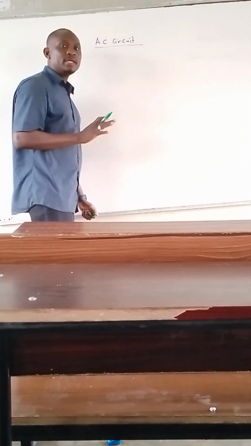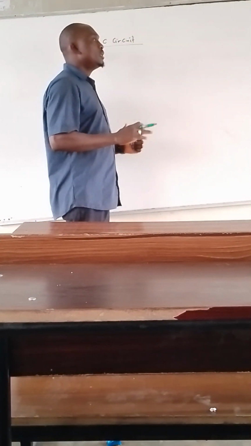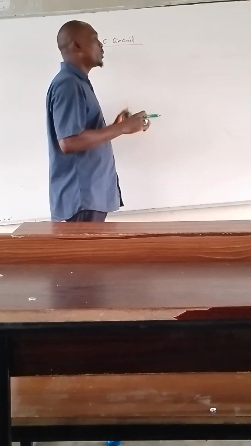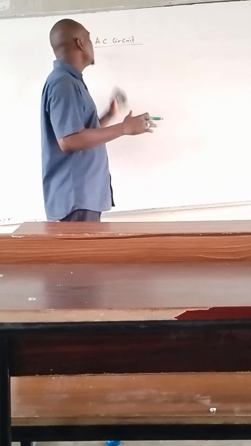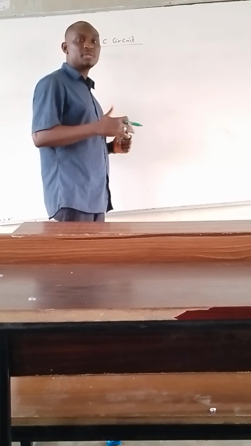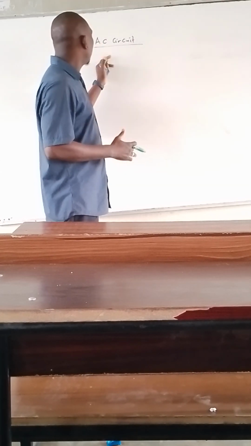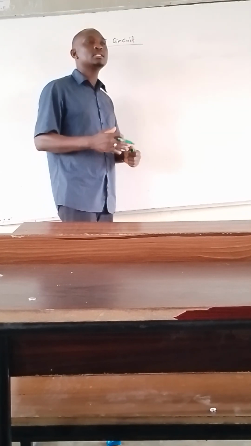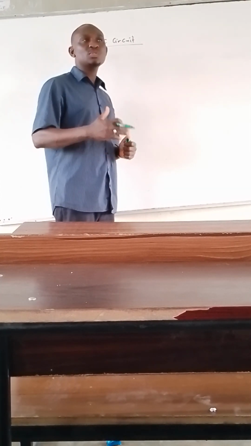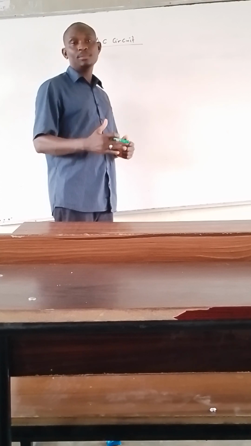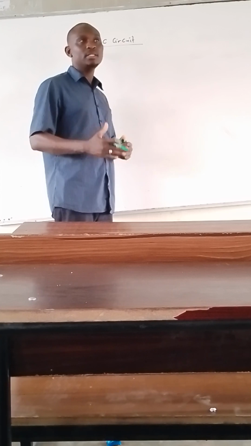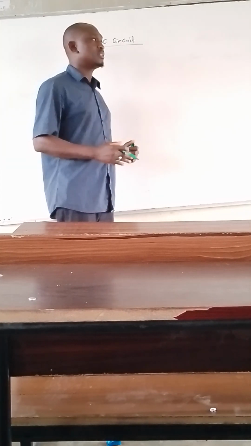AC circuit simply refers to a circuit in which alternating current specifically flows. As well as when we talk about alternating current, it is referred to as a current that changes periodically or sinusoidally with time, in order to reverse the effect sinusoidally or periodically respectively, as the case may be.